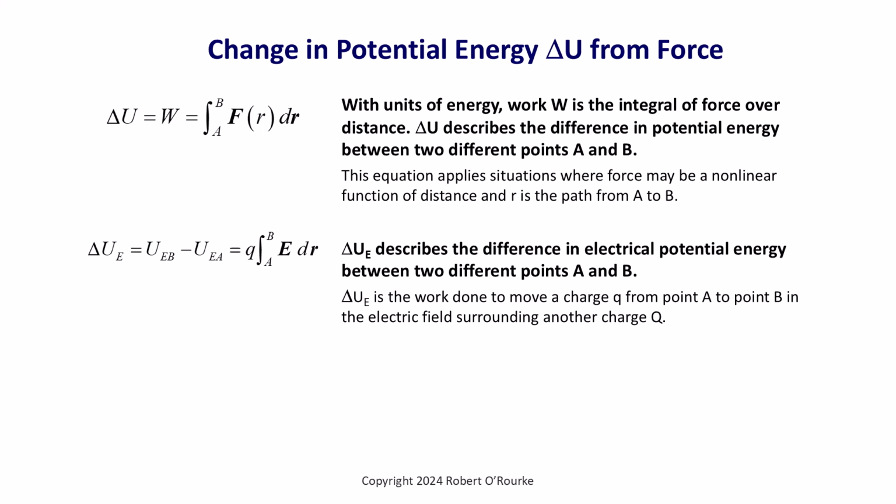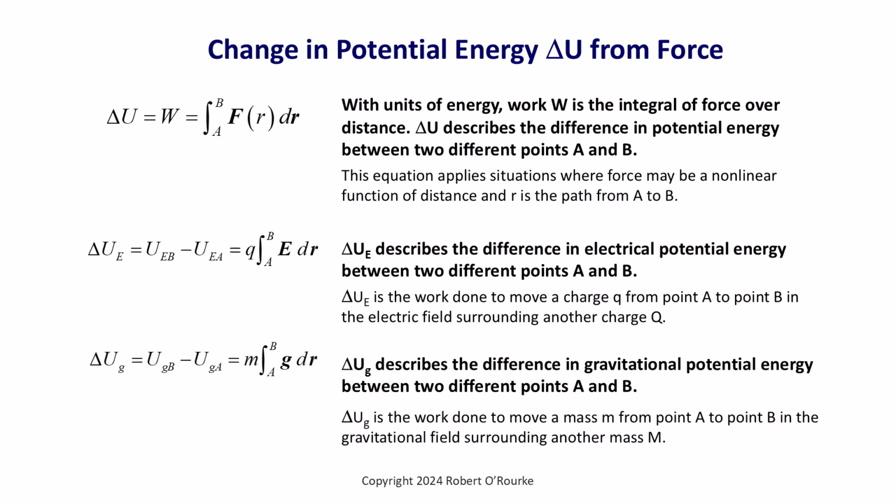Delta U sub E is the electric potential energy difference between points A and B, the integral of the vector electric field E from point A to point B. Delta U sub G is the gravitational potential energy difference between points A and B, the integral of the vector gravitational force G from point A to point B.